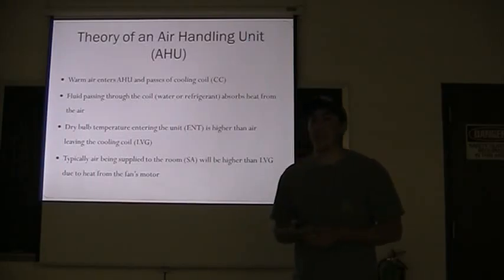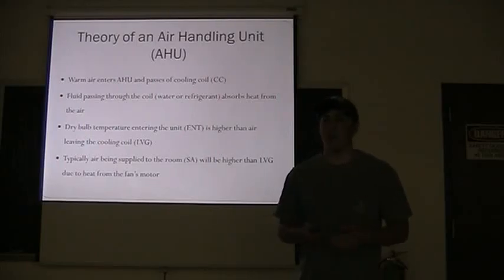So for the theory of an air handling unit, the warm air enters the AHU and then passes over the cooling coil. The fluid then passes through the coil. It could either be water or refrigerant. That absorbs the heat from the air. The dry bulb temperature entering the unit, or ENT, is going to be higher than the air leaving the coil, the LVG. And typically the air being supplied to the room, or the SA, the supplied air, will be higher than the LVG due to the heat from the fans and motor.